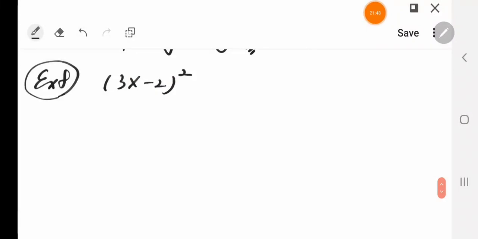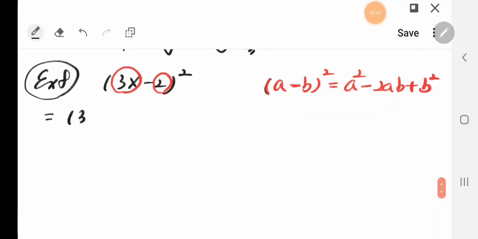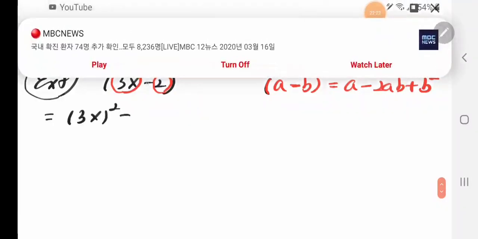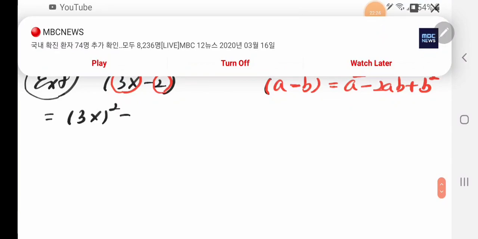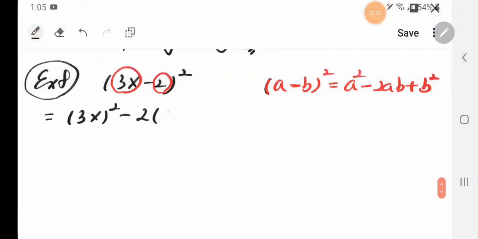Okay, this binomial is a subtraction, 3x minus 2. Then we will use the same property. Okay, a minus b squared is equal to a squared minus 2ab, because this is minus, and then the third term is b squared. So in this case, 3x will be the first term, so 3x squared minus, because this is minus, 2ab, plus b squared.